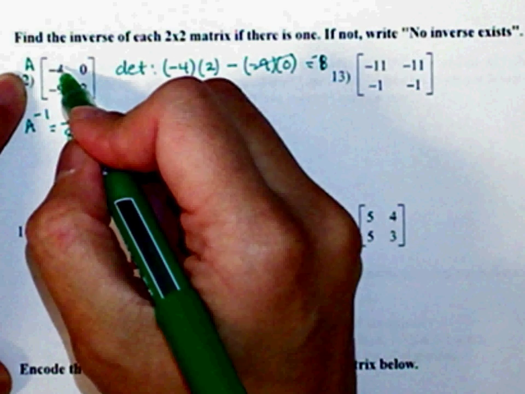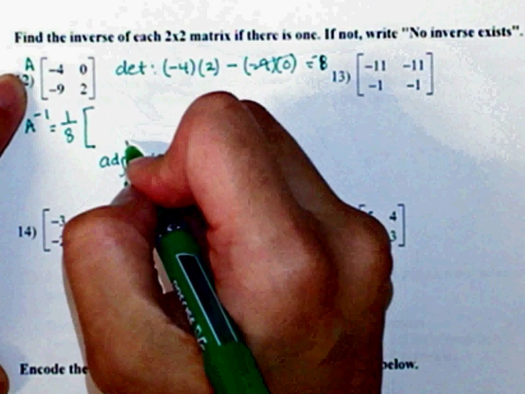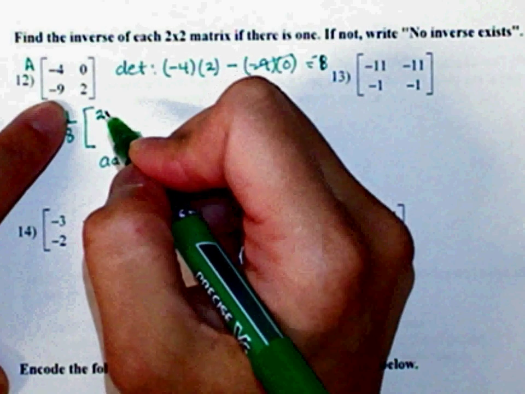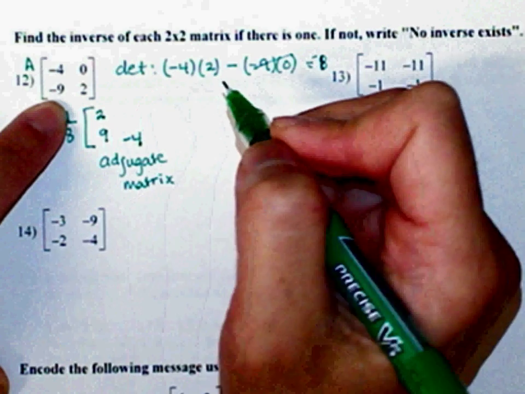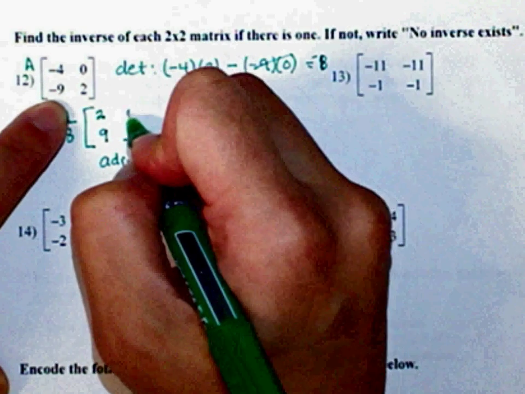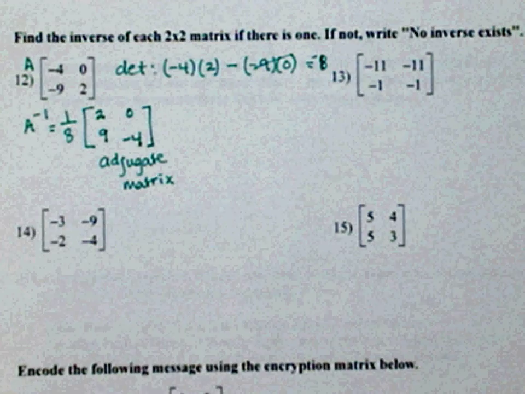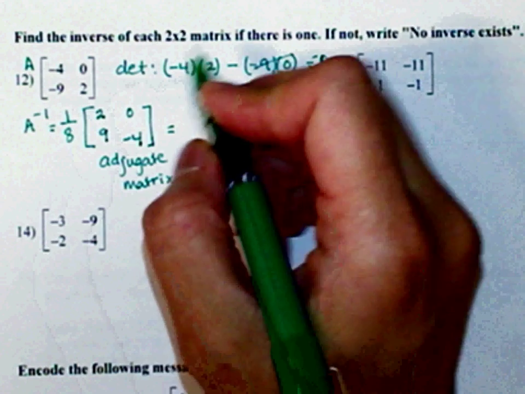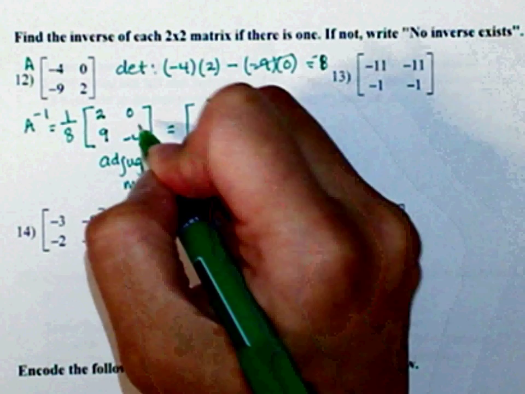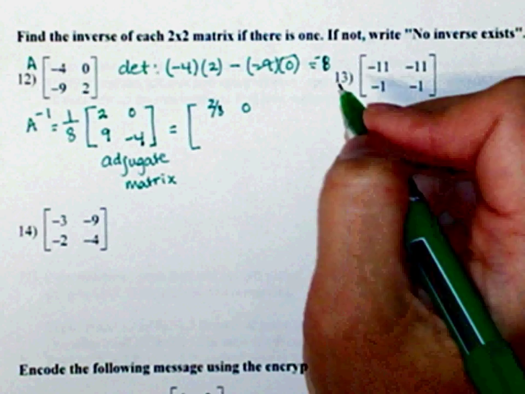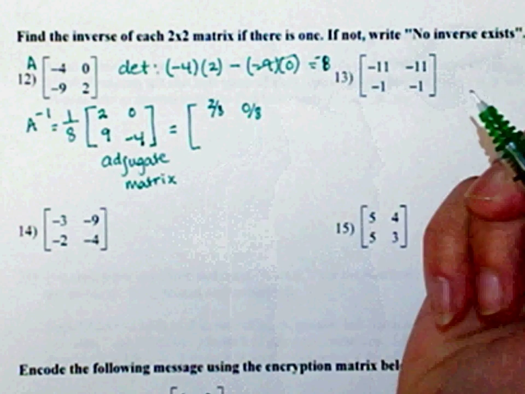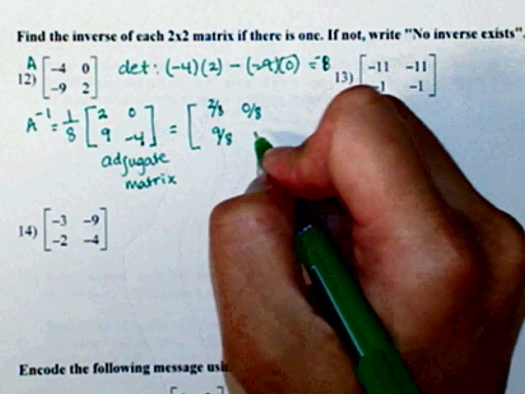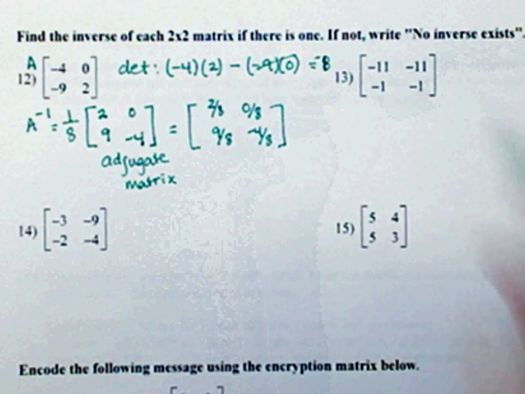You switch the A into D, so negative 4 goes down to the D position, 2 goes up to the A position, and then you're going to negate 9. That means you take the opposite. Opposite of negative 9 is positive 9, opposite of 0 is 0. And then all you're going to do is multiply it all the way through. So 2 times 1 is 2 over 8. 0 times 1 is 0 over 8. Okay? And if you want to write that, you can, because we're going to simplify it. 9 times 1 is 9 over 8, and negative 4 times 1 is negative 4 over 8.